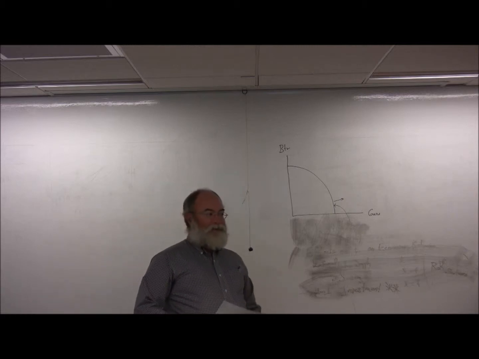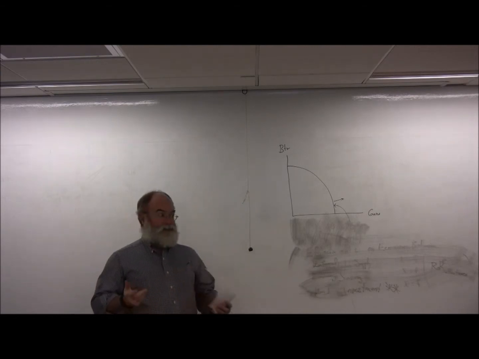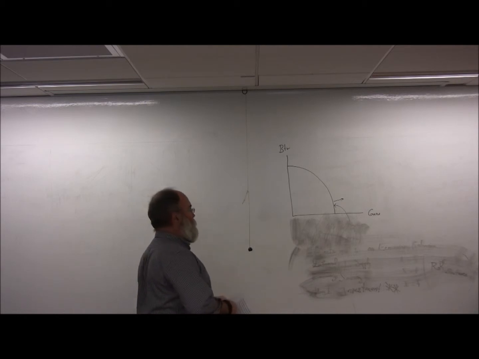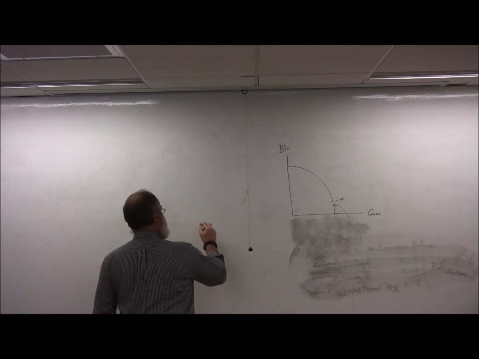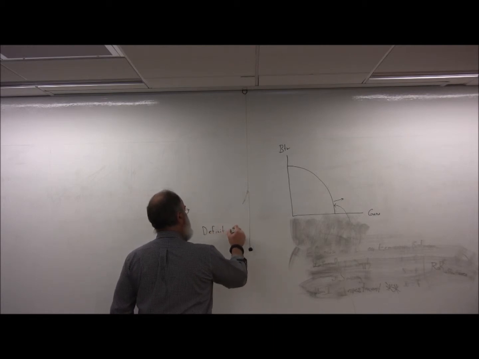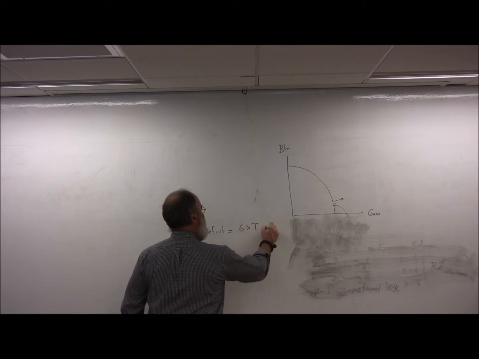I'm assuming that everyone has heard that the U.S. federal budget deficit is a problem, okay? Whether you believe it or not, I think everybody's heard that. First, some vocabulary. Deficit equals G greater than T, and it's annual.